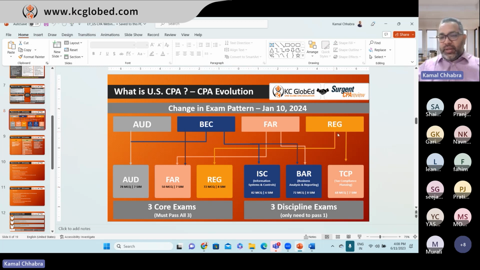And the current regulation, which you will be studying in EA, is divided into 2 parts. Individual taxation and business taxation will go over here. Appeals, penalty, representation and tax penalty will come over here. So this covers your 2 exams, regulation and TCP.